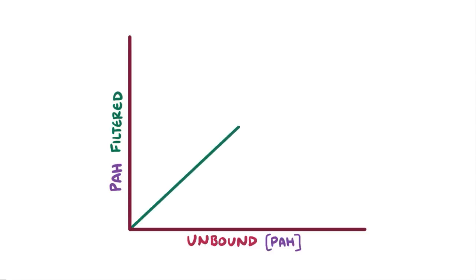If we wanted to illustrate this in a graph, with the unbound PAH concentration in the blood on the x-axis, and the PAH filtered on the y-axis, we'd see that as the unbound concentration of PAH increases, the filtered load of it also increases in a linear fashion.